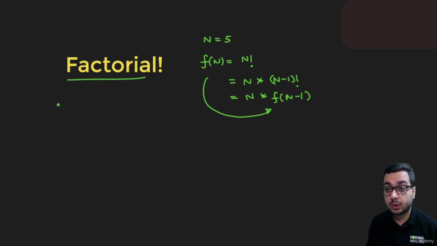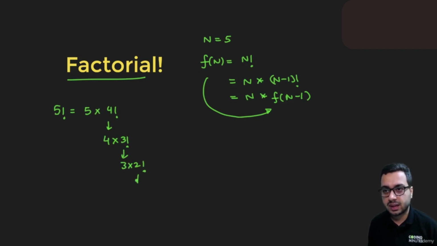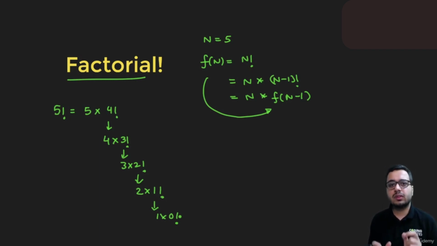For example, if I want to compute 5 factorial, this will be written as 5 into 4 factorial. This 4 factorial can be written as 4 into 3 factorial. This can be written as 3 into 2 factorial. This can be written as 2 into 1 factorial. This can be written as 1 into 0 factorial. At 0 factorial, we know we have reached a point where the problem cannot be broken down further. Such a point is known as the base case.